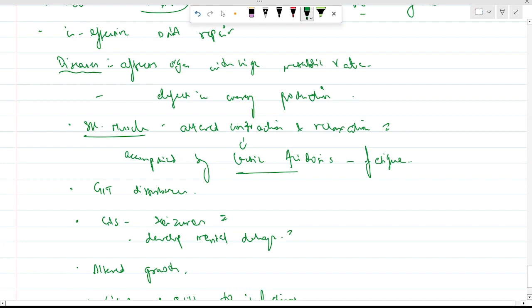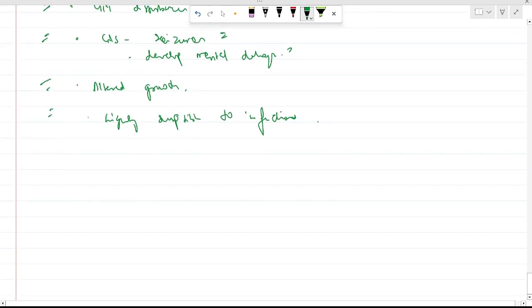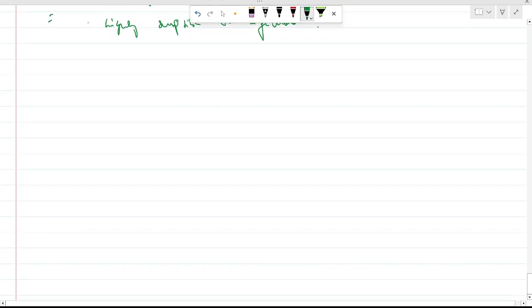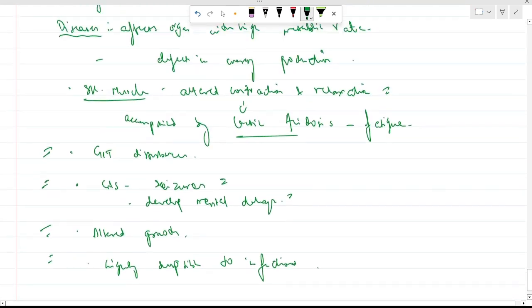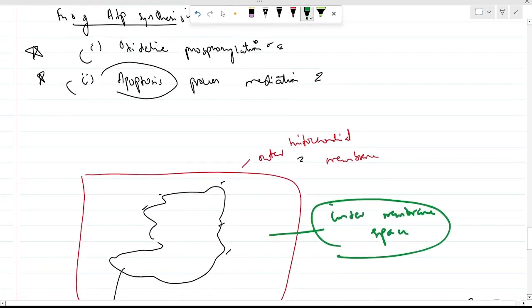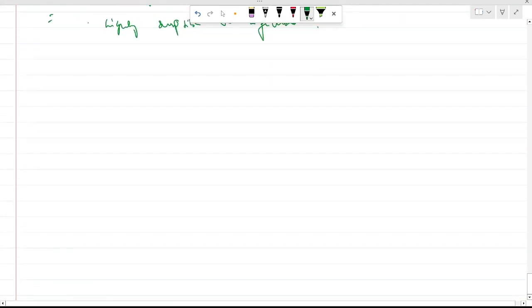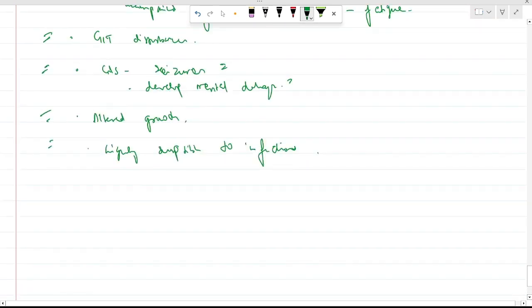Disease which affects mitochondria. Skeletal muscle is affected. Disturbances in the gastrointestinal tract. Seizures and developmental delays in the central nervous system. Altered growth. Person is highly susceptible to infections. So this is all about mitochondria. Mitochondria are involved in ATP synthesis through oxidative phosphorylation, and so it's also known as the powerhouse of the cell.